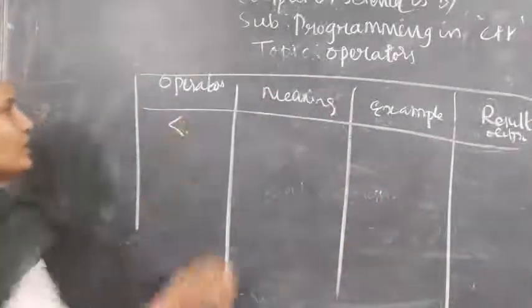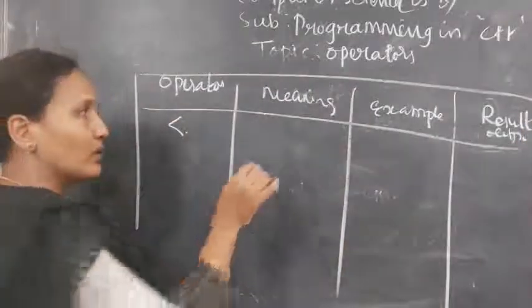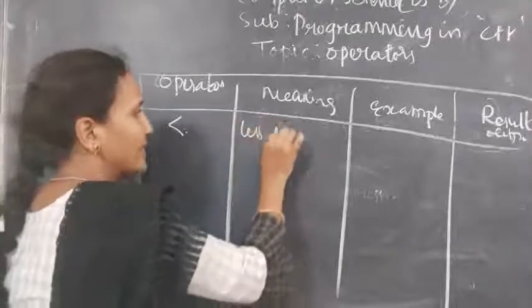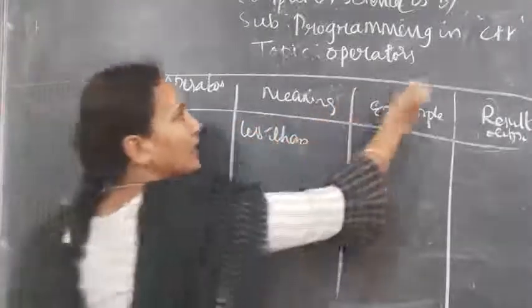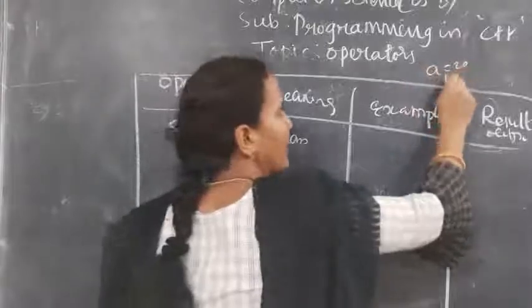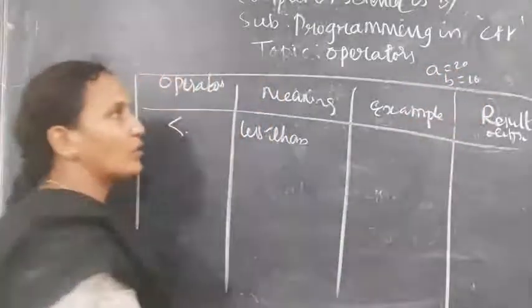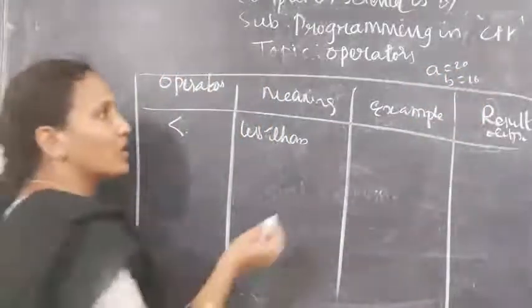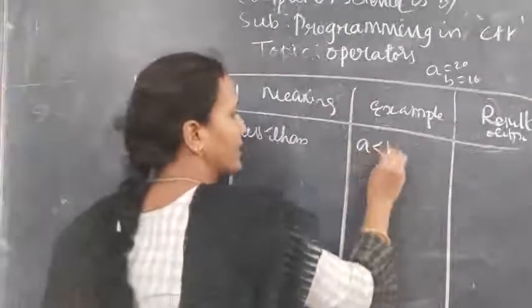Now I'll give you the operator. Operator less than. What is the meaning of this? It means less than. Again, here I will give you the operands: A equals 20, B equals 10. For example, A less than B.